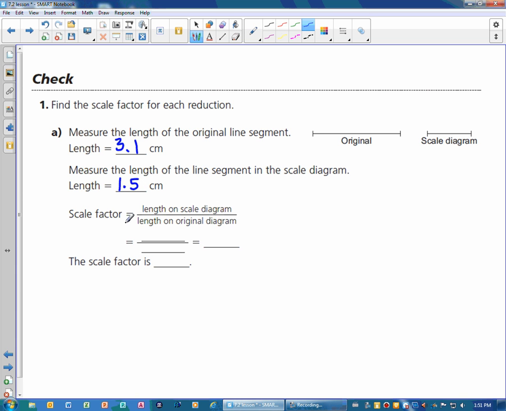It's reminding you here that the scale factor can be calculated by taking the length on the scale divided by the length on the original. Here's the scale, it's 1.5. The original is 3.1. When I take 1.5 and divide by 3.1, I get about 0.48, or closer to half. So I'm just going to round that up to say the scale factor is half, 0.5. My scale diagram is about half of the original, which looks about right.